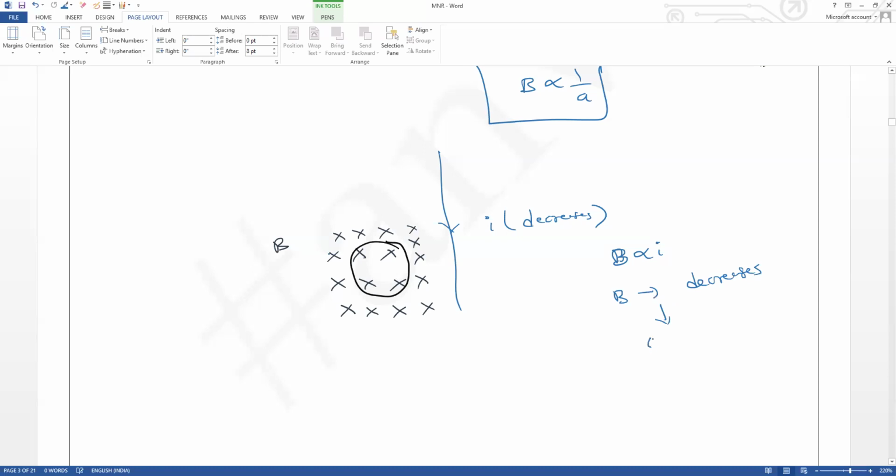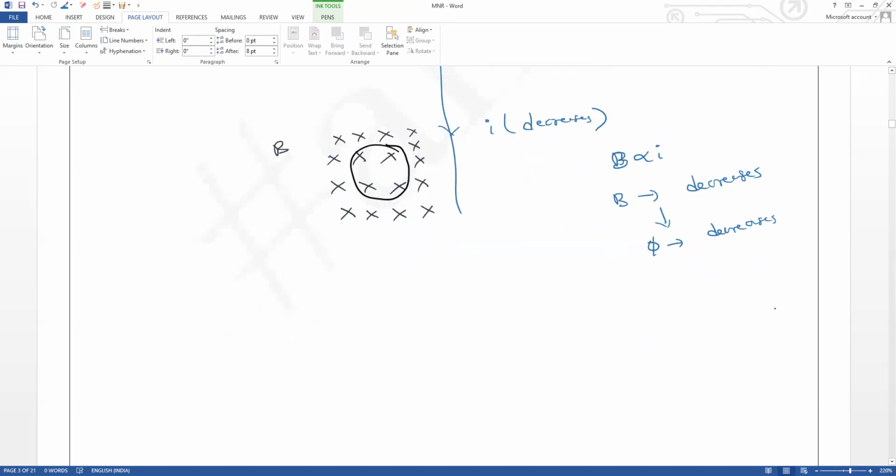B decreases, then what is happening? Magnetic flux is also going to decrease. Is the magnetic flux decreasing or increasing? What is going to happen? An EMF is going to be induced, and an induced current is going to flow.